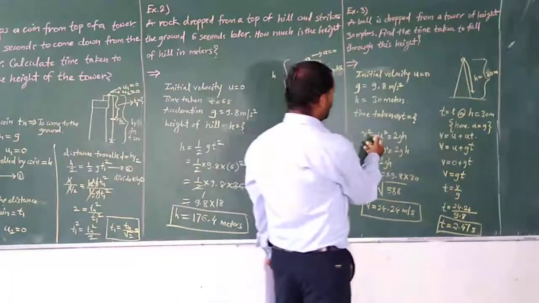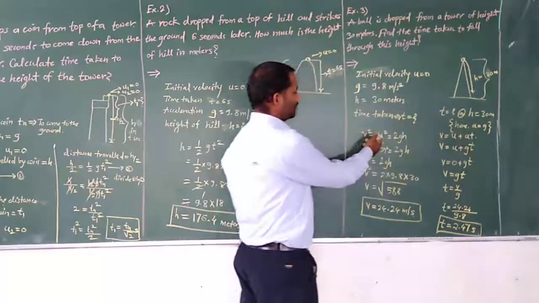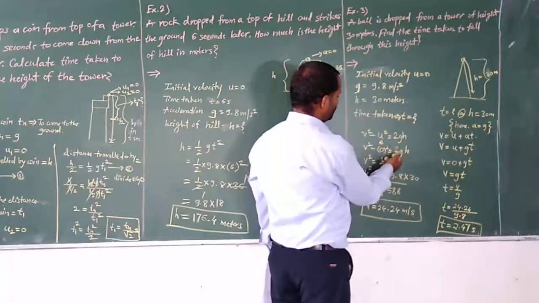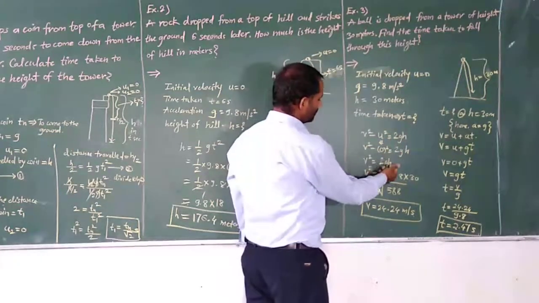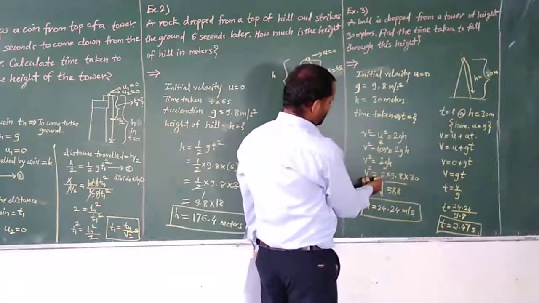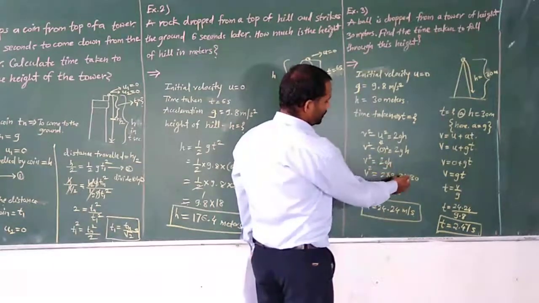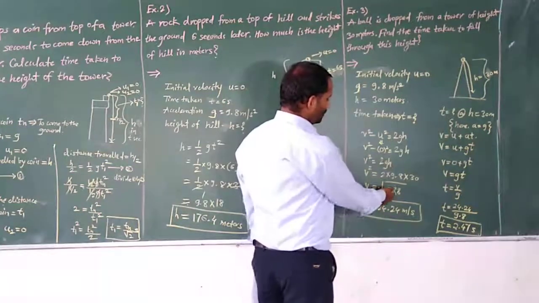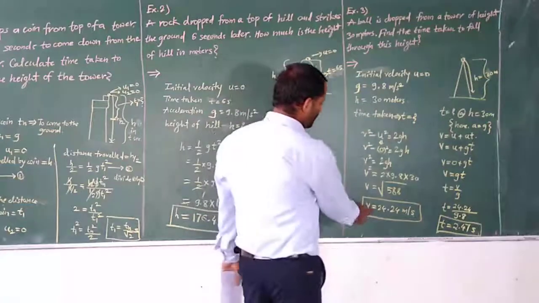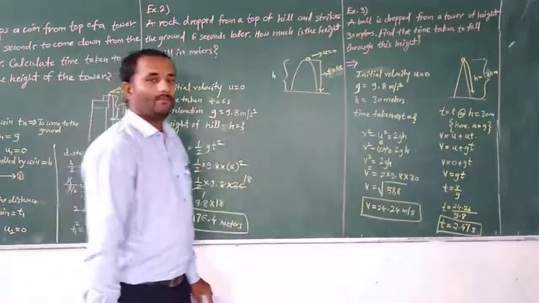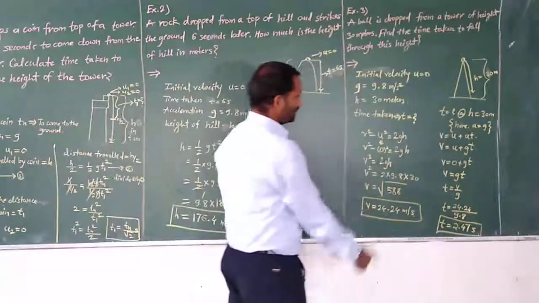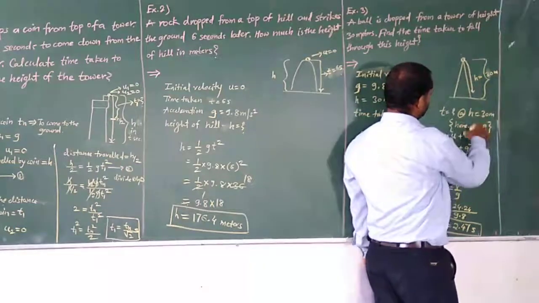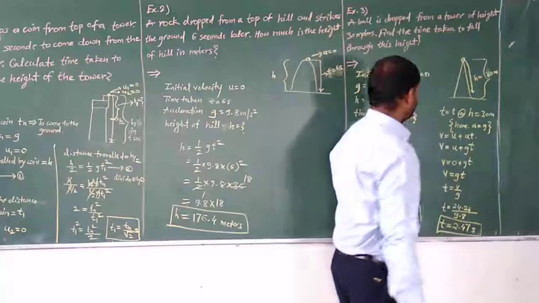So we know the equation: v square minus u square is equal to 2gh. So v square minus 0 is equal to 2gh, so v square is equal to 2gh. Put the values: 2 into 9.8 into 30. So v is equal to root 588, which is 24.24 meter per second. This is the final velocity.